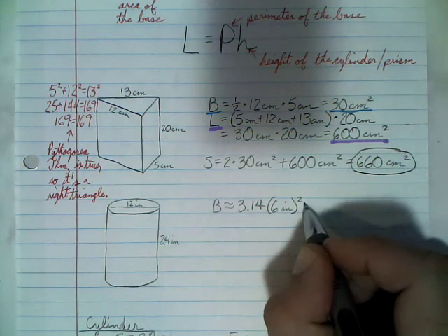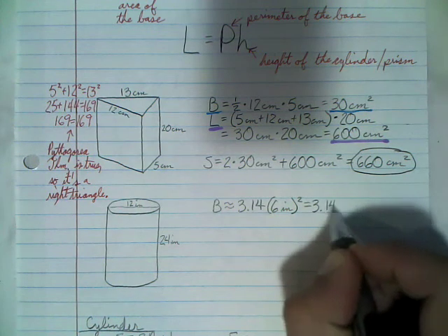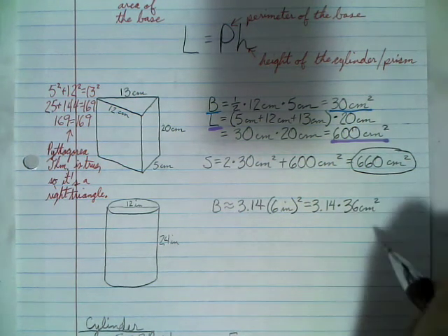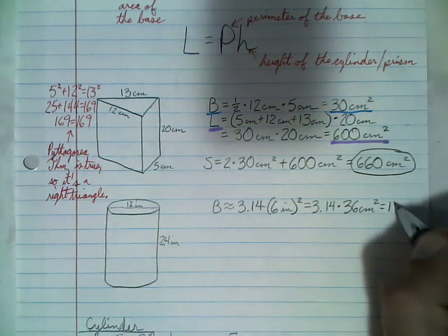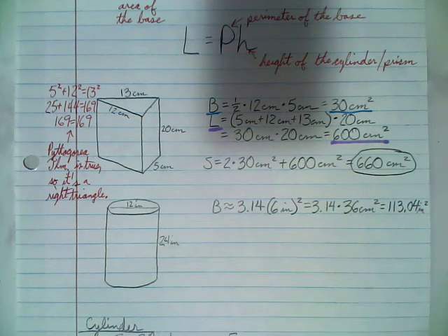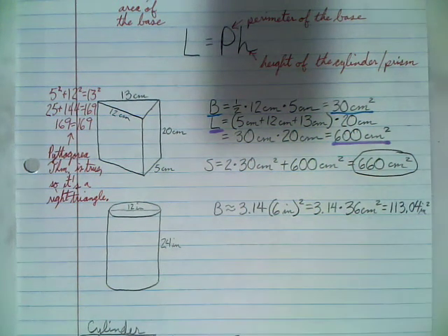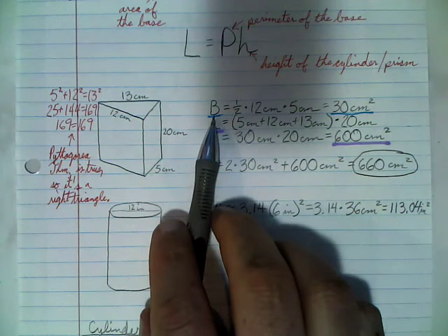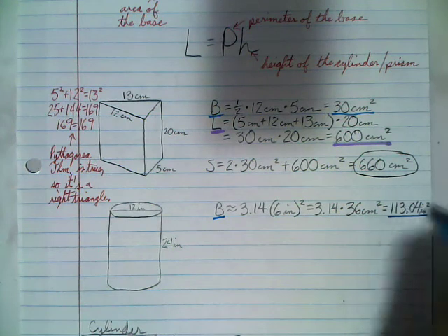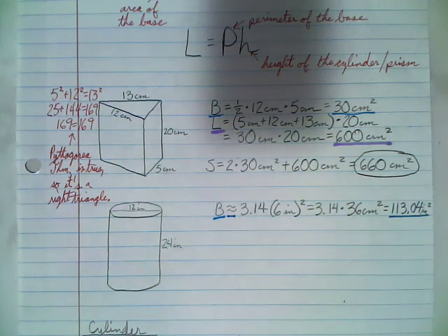So now follow the order of operations to simplify this. 3.14, and then we do the exponent first. So that'd be 36 square inches. And then finally multiply those together, and we get 113.04 square inches. So that's my base. So I'm going to choose my blue like I did up here. So my capital B is approximately equal to 113.04 square inches.